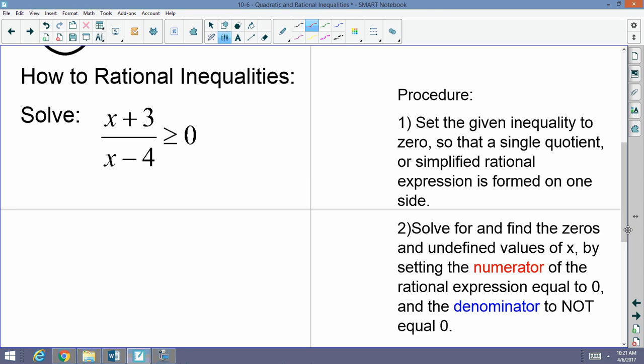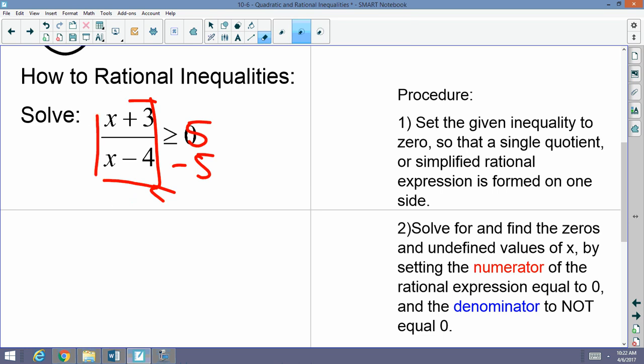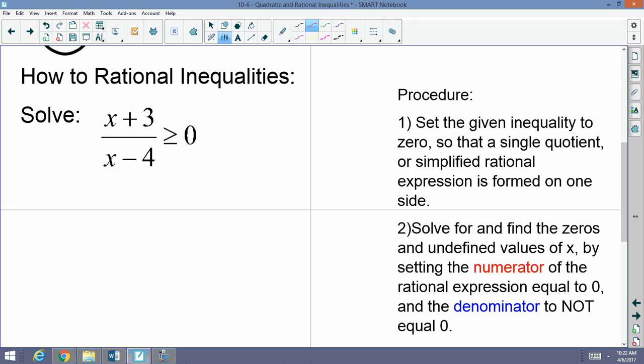So first, for a rational inequality, since you have variables in the numerator and the denominator, or at the very least in the denominator, you're going to set the given inequality to 0, so that a single quotient or simplified rational expression is formed on one side. This is what you want right here. If I had, for example, a 5 here, I would have subtracted 5 from both sides because I want a single quantity. I want everything on one side. In this particular case, I already have everything on one side. It's greater than or equal to 0.